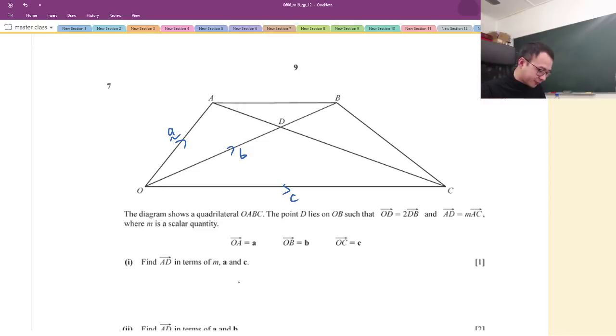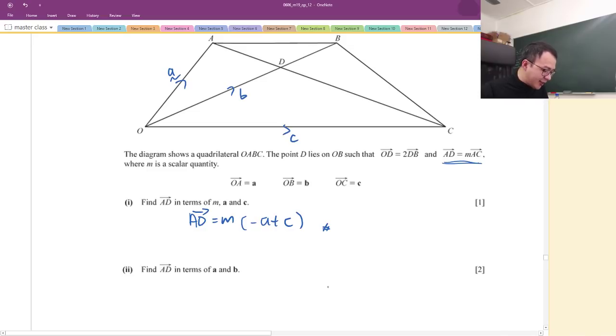So let me go into this question. Because they want M, the only M is over here. So therefore I have to do AD equals to the M AC. AC basically is negative A plus C, right? Very straightforward. And AD in terms of A and B.